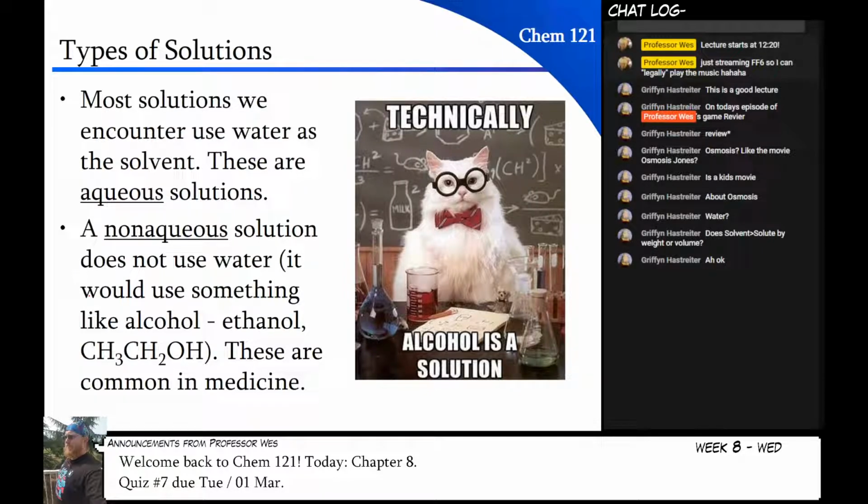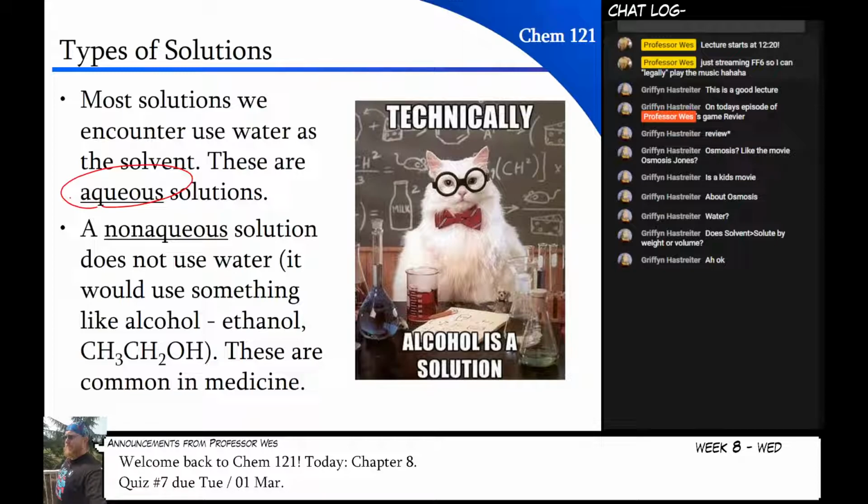Now, like we said before, most of the solutions that we're going to use are aqueous in nature, which means that water is the solvent. Non-aqueous solutions do exist and are sometimes important for things like medicine. Some stuff isn't soluble in water, and it makes it hard to administer. So we dissolve it in something like ethanol. Think of things like NyQuil or Robitussin or whatever. Using ethanol helps the stuff dissolve.